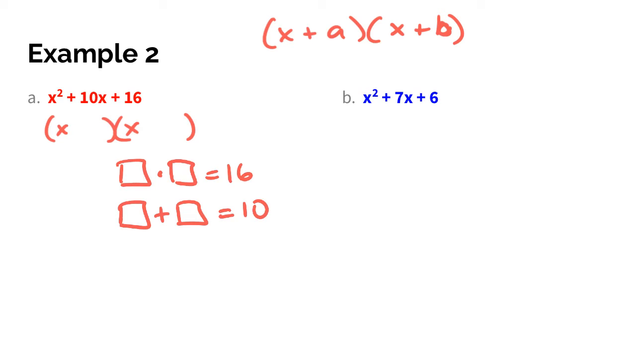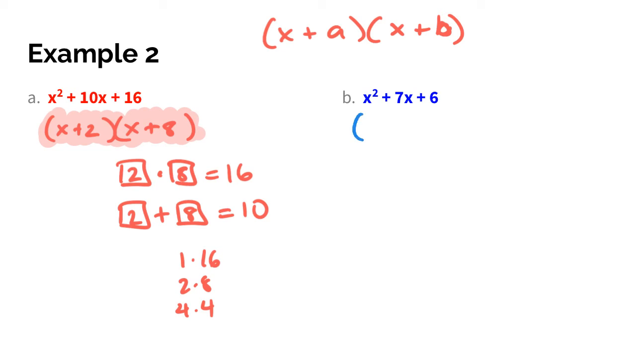So if I think of numbers that multiply to 16, I would have 1 and 16, 2 and 8, 4 and 4. Those are factors of 16. What I've got to do is think of which combination would add to 10, and hopefully you can see that it's 2 and 8. 2 times 8 would give me 16. 2 plus 8 would give me 10. So that means my factors are going to be x plus 2 times x plus 8. So what I've now done is I've taken that trinomial and factored it into two binomials.